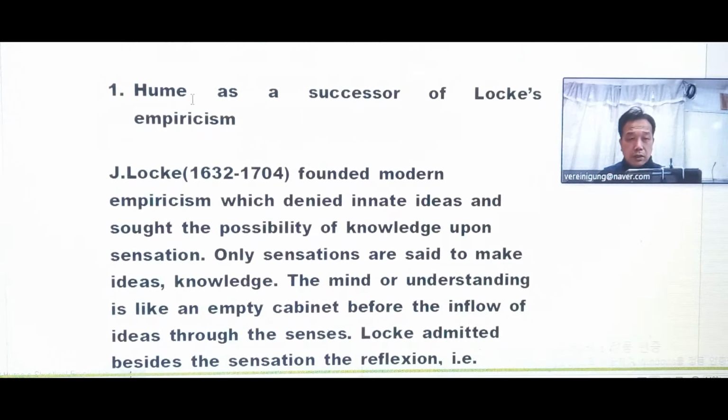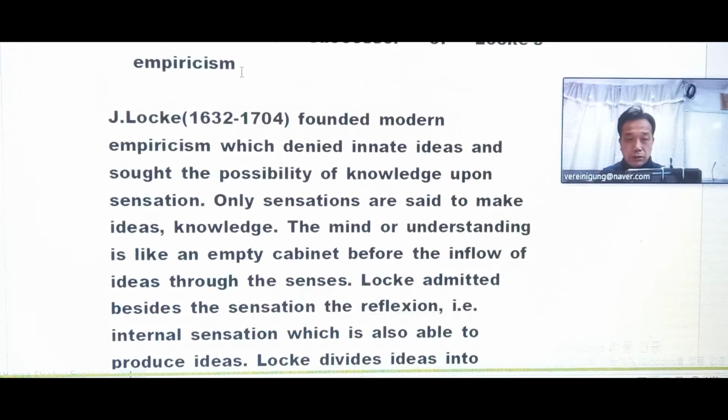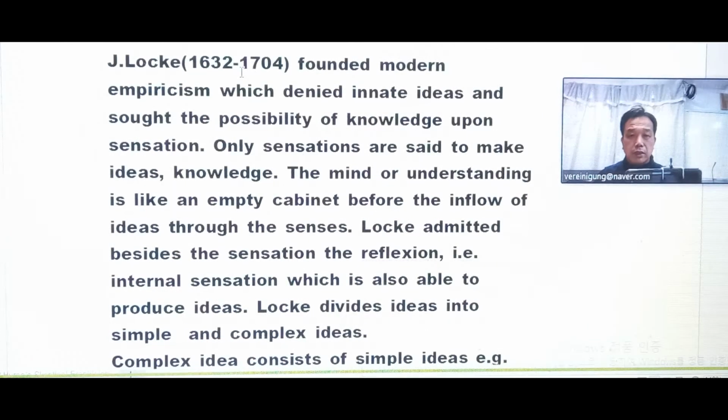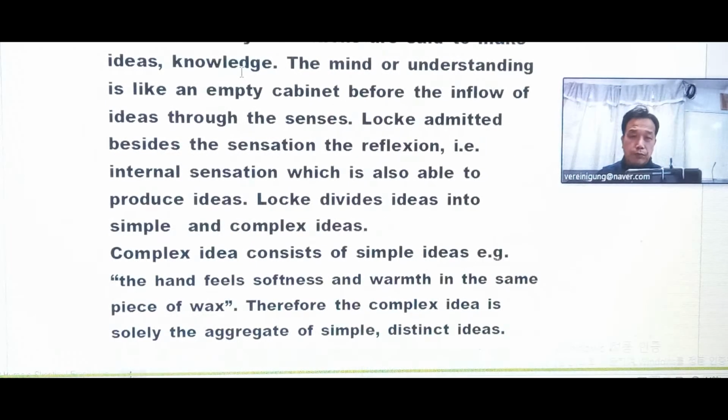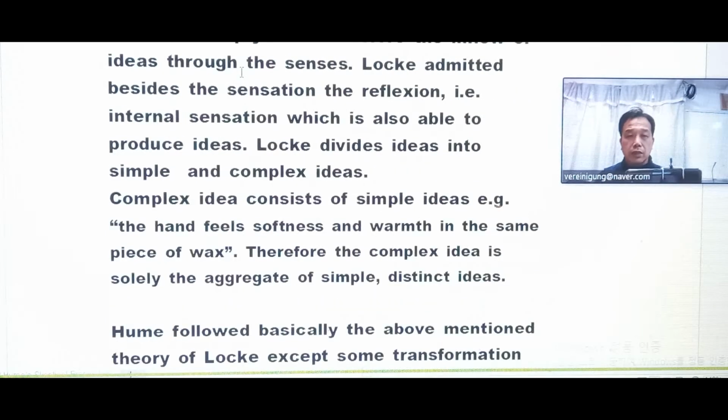Hume, as a successor of Locke's empiricism, which J. Locke founded as modern empiricism, denied innate ideas and sought the possibility of knowledge upon sensation. Only sensations are said to make ideas knowledge. The mind or understanding is like an empty cabinet before the inflow of ideas through the senses. Locke admitted that besides sensation, reflection, that is, internal sensation, is also able to produce ideas.